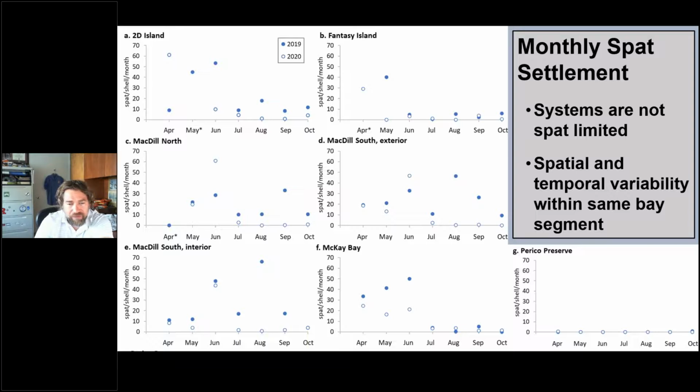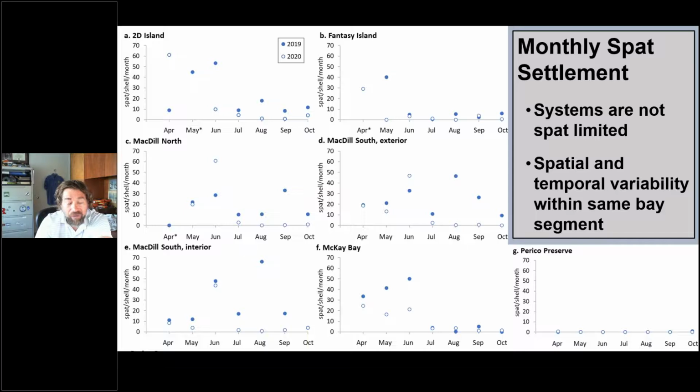This is the spat data that we're looking at here, and this is basically a plot of every site that we had for the months of April through October. The filled blue circles are 2019 and the open circles are 2020. What was kind of surprising is that the systems certainly aren't spat limited. There is spat at all sites, pretty much throughout the summer, but there are some months that have no spat, and some months that have a lot of spat.